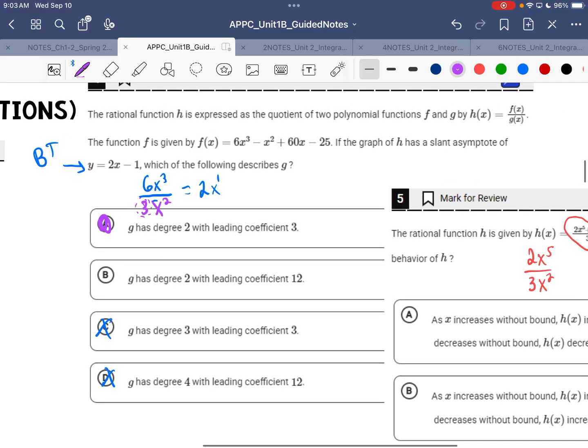I feel like a lot of these questions seem really intense, but once you get used to how the AP style questions are, they're not quite so bad.